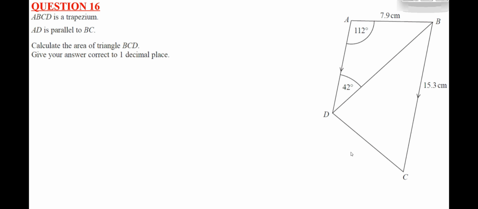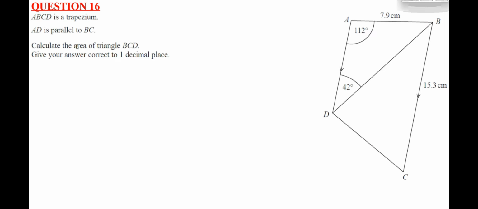Question 16. ABCD is a trapezium, as shown on the right of the screen. AD is parallel to BC, so that's a key piece of information. Calculate the area of triangle BCD. So we want to work out the area of a triangle on the right, not this one here on the left. It says give your answer to 1 decimal place.